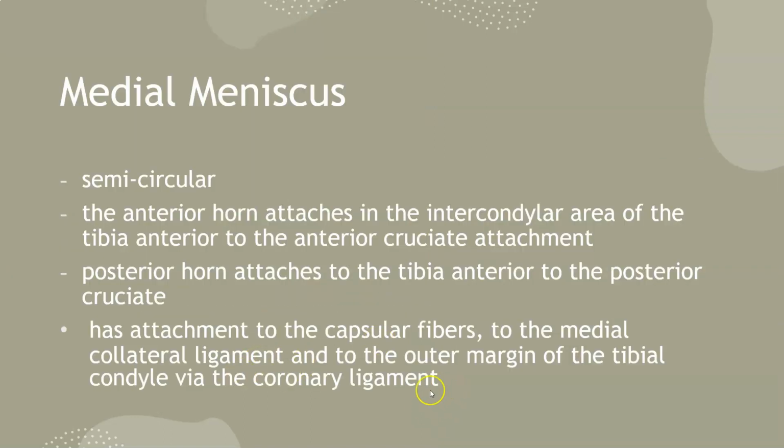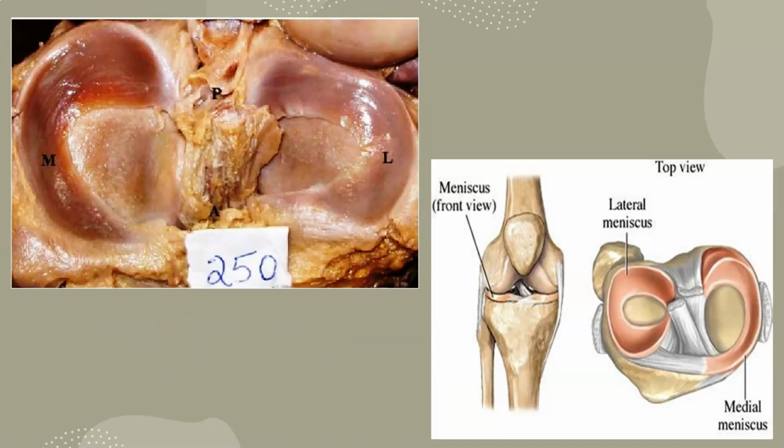It has an attachment to the capsular fibers. Remember, the medial meniscus does attach to the capsular fibers and also attaches to the medial collateral ligament. So it has attachment to the capsular fibers, to the medial collateral ligament, and to the outer margin of the tibial condyle via the coronary ligament. This is why when we have knee injuries, especially on the medial aspect, the medial meniscus can get involved, because it's so attached to many structures that lie outside of it. If they get damaged or strained or pulled, the medial meniscus is coming along for the ride.